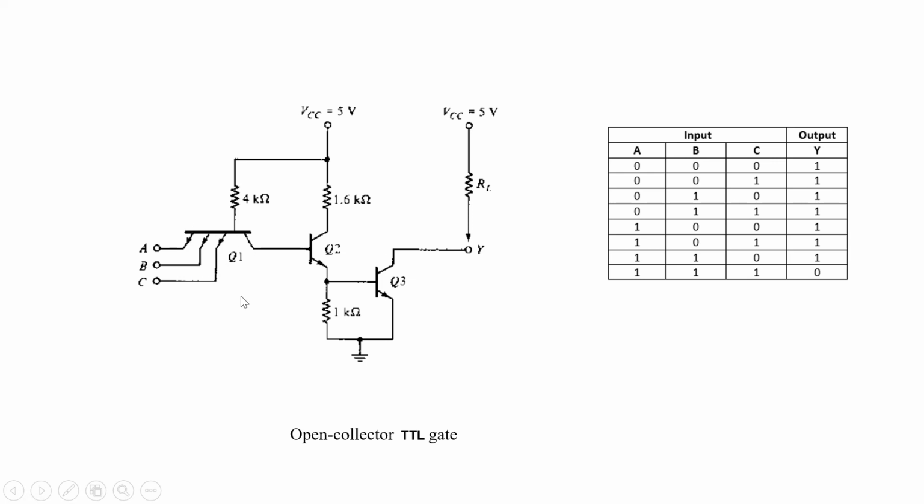In this TTL logic, input is given to the emitter terminal. This is the emitter terminal of the transistor Q1. This is the base terminal of the transistor Q1. This is the collector terminal of the transistor Q1. This is the base of transistor Q2. This is the collector terminal. This is the emitter terminal. This is the base of transistor Q3. This is the collector terminal. This is the emitter terminal of the transistor Q3. The collector terminal of the transistor Q3 is nothing but the output terminal Y.